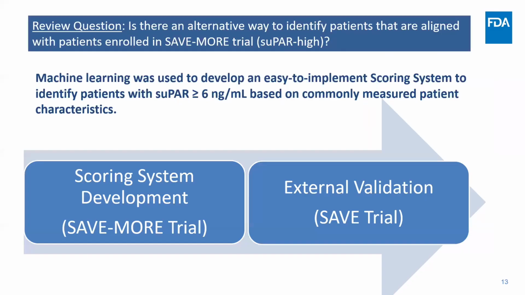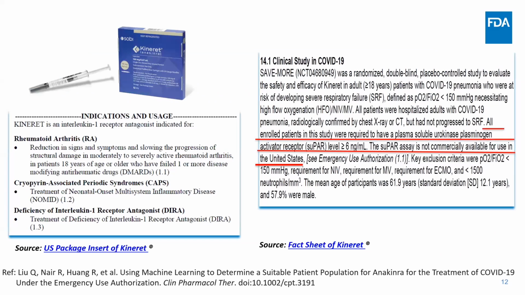So let me go back to here. The clinical study is already done, and this treatment was approved in Europe because they have the SUPA. They can use SUPA to guide the treatment, right? But in the United States, we don't have that. We don't have SUPA, but the clinical trial was done.